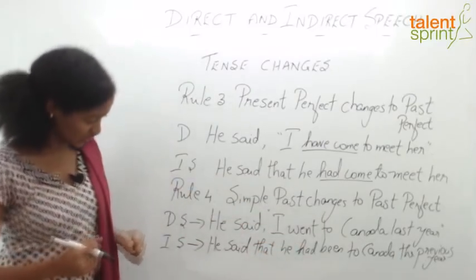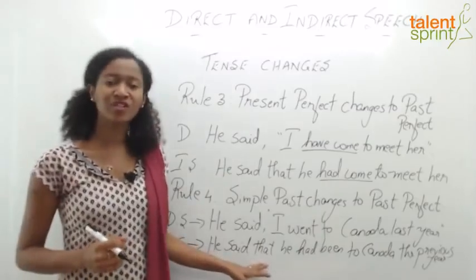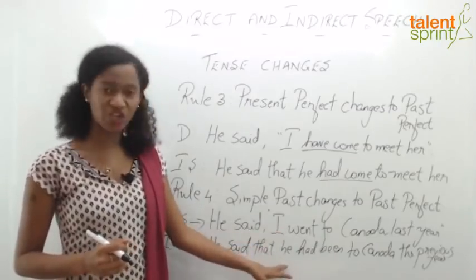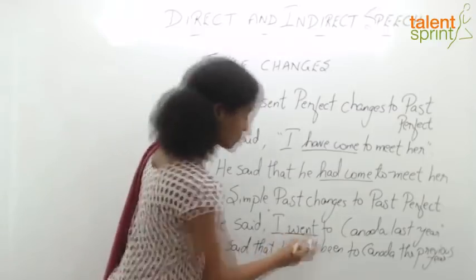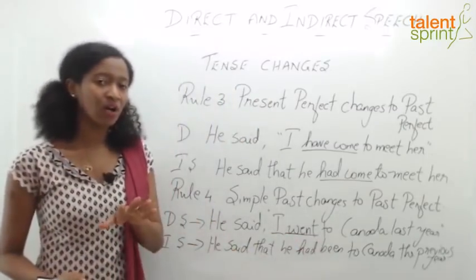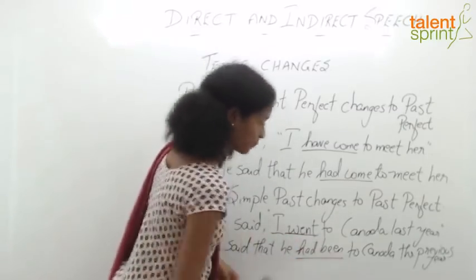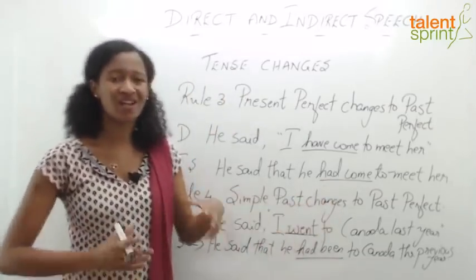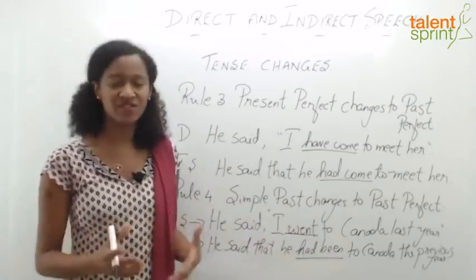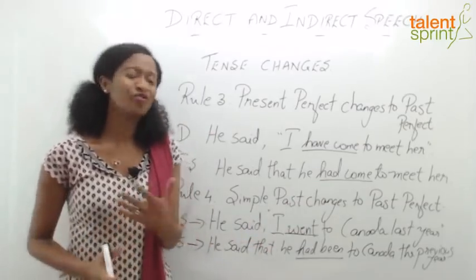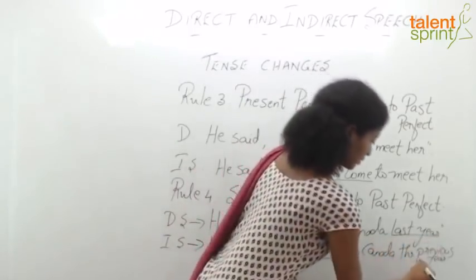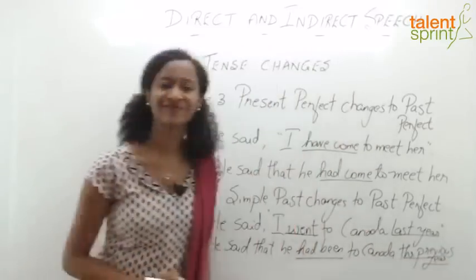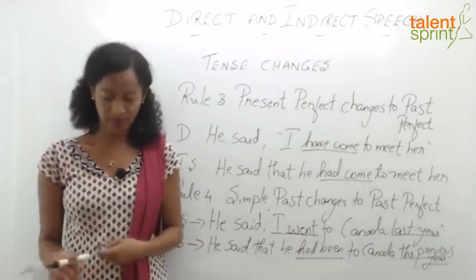Let's look at the obvious changes. So I've introduced the conjunction that. I pronoun is changed to he. Went, simple past tense, is changed to past perfect tense, had been. And then there is an expression denoting nearness in time, which is last year, is changed to the previous year, or it can also be the year before. Right? Let's move on to our next rules.